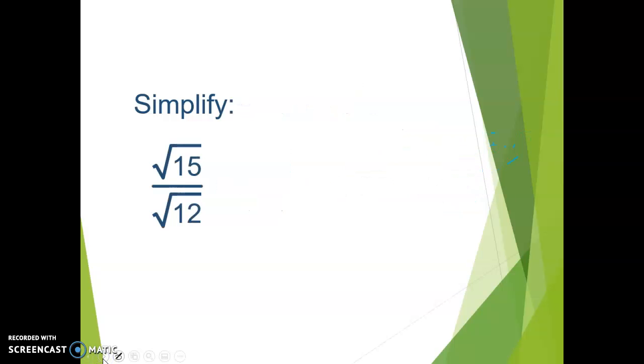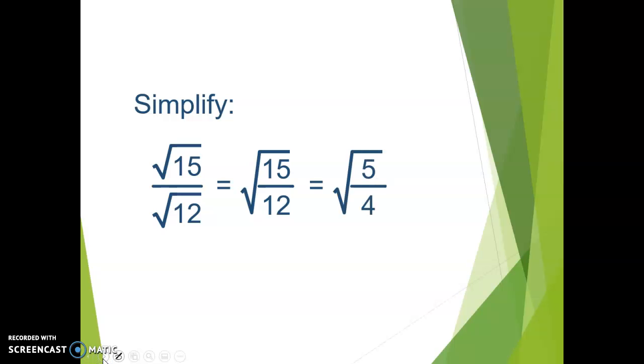And what about the square root of 15 divided by the square root of 12? Again, our quotient property says we can write that as one radicand, a fractional radicand, so we're going to rewrite that as the square root of 15 divided by 12. 15 divided by 12 is a fraction that simplifies, and it simplifies down to the square root of 5 over 4. Now, as long as we have a fraction as our radicand, we're not done yet.